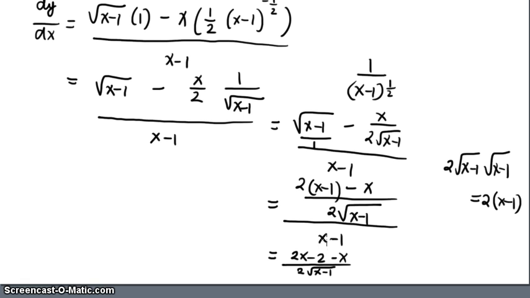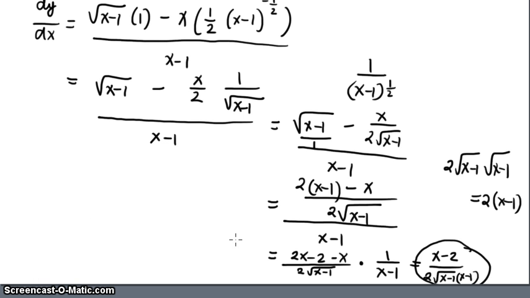And then I want you to follow how I will be simplifying the over x minus 1. This is the same as times 1 over x minus 1. And then you can still simplify the numerator here. This is x minus 2 over 2 square root of x minus 1, times x minus 1. Now, there's still a way to simplify this.